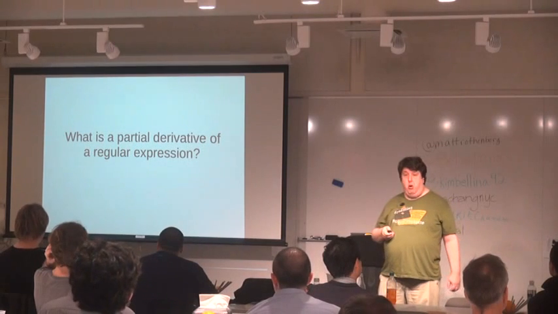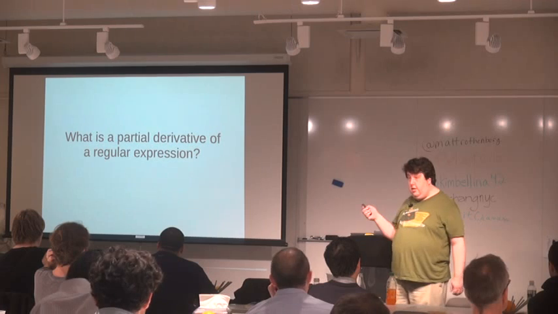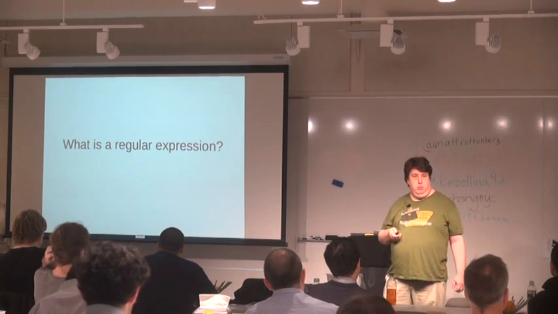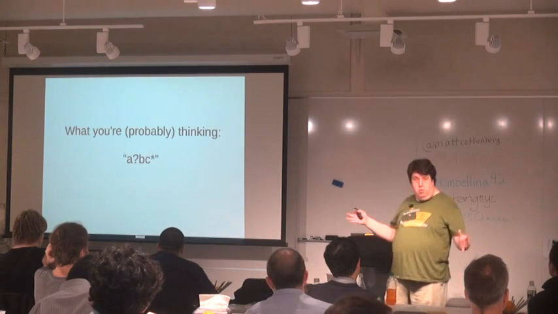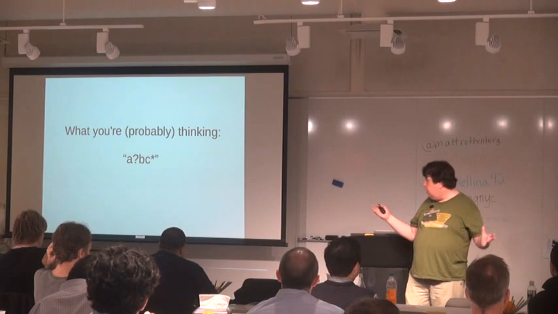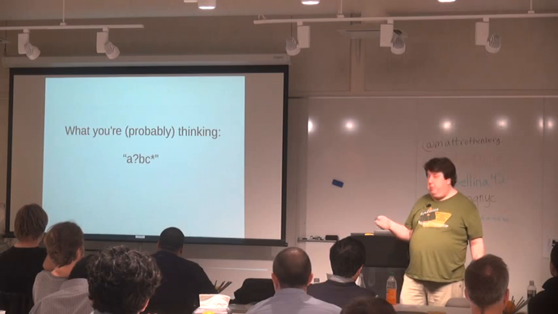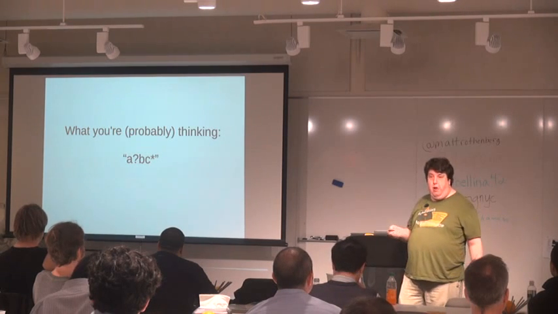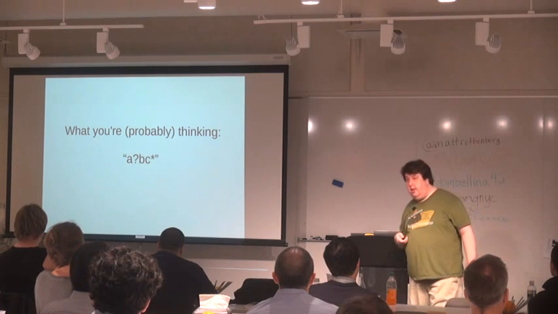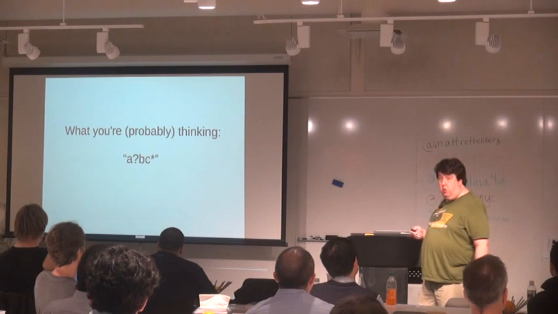So what is a partial derivative of a regular expression? Well, before I answer that, I want to answer a more basic question. What's a regular expression? I mean, we probably all have an idea in our heads. We're programmers. We've used regular expressions. You have a string like this. This represents a possible A followed by a B followed by 0 or more C's. And you hand it to a library and it gives you back code that will recognize whether a string matches this pattern or not.